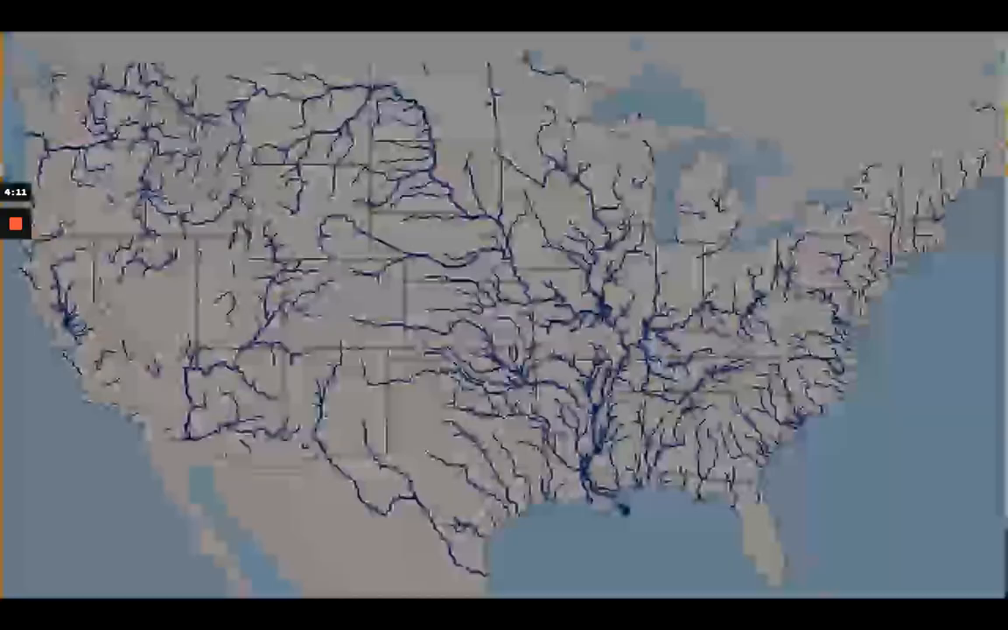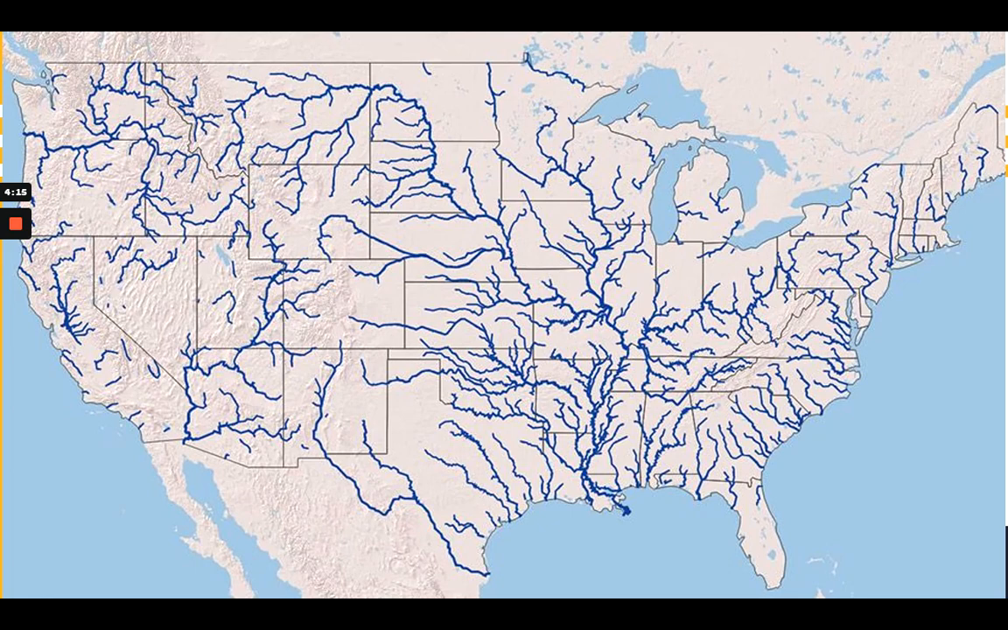Okay. This is also a reference map because it shows you where rivers are. Okay, some of y'all are like, so what? These are just maps. I get it, but I'm going to show you a lot of maps that aren't reference maps.